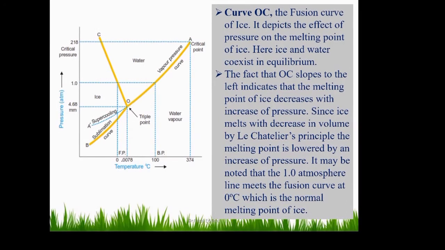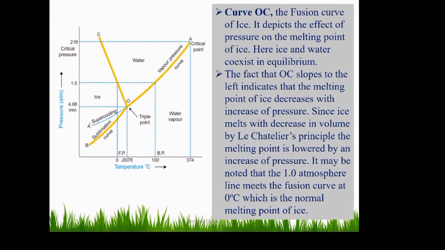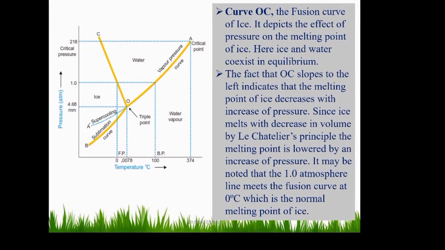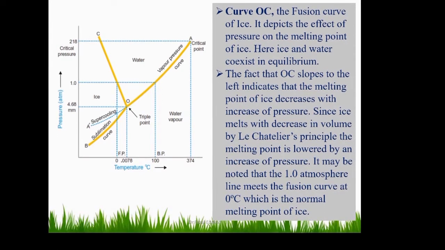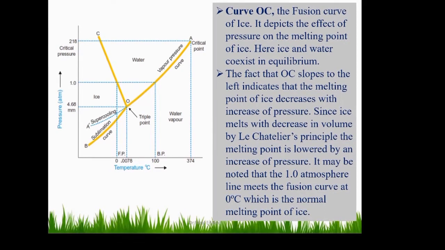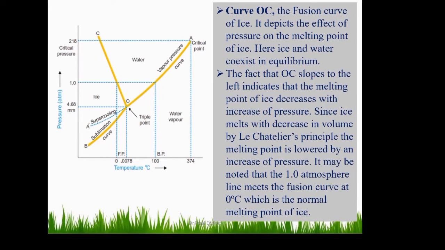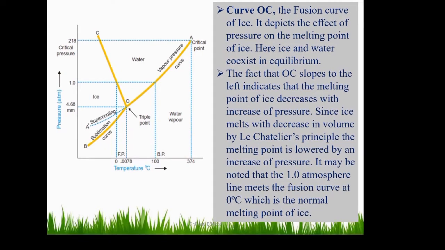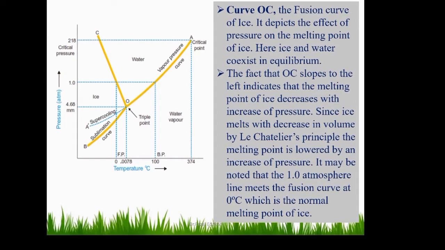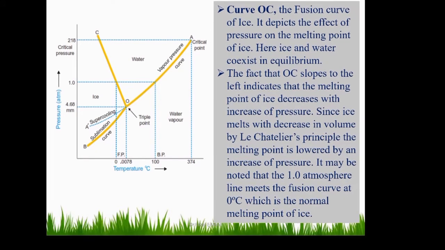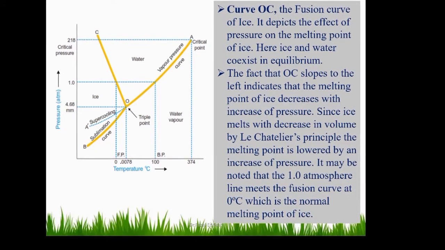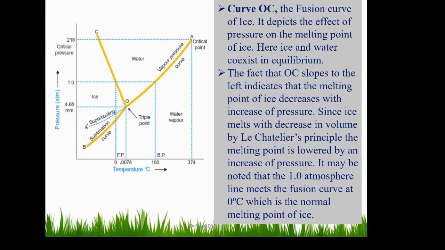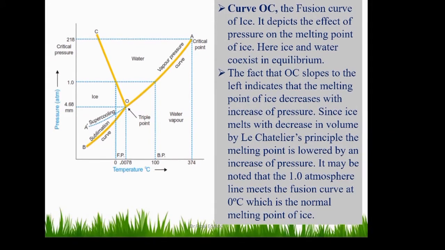The fact that OC slopes to the left indicates that the melting point of ice, or you can even say the freezing point of ice, decreases with the increase of pressure, since ice melts with a decrease in volume. There is another way of telling the same point, on the basis of the Le Chatelier principle. We'll discuss the Le Chatelier principle. The melting point is lowered by increase of pressure. It may be noted that the 1 atmosphere line meets the fusion curve at 0 degrees Celsius, which is the normal melting point of ice.